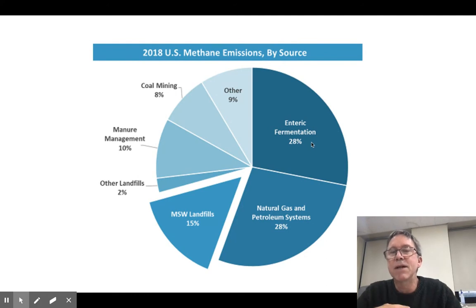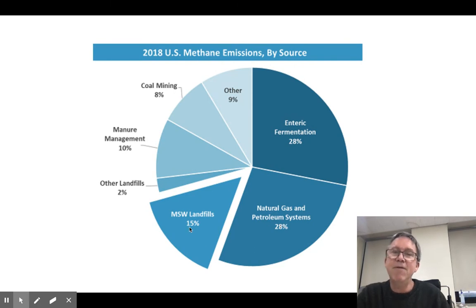They have these anaerobic bacteria that help digest the grass for them. 28% comes from natural gases. So when we build oil wells, there's natural gas that's part of the oil, so it tends to leak out. They used to just burn it. Now they try to capture it, but a lot of it just leaks out.